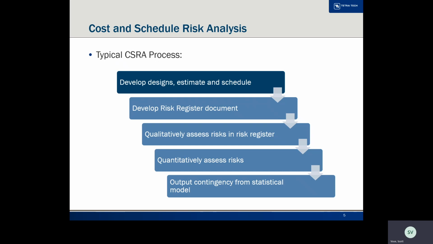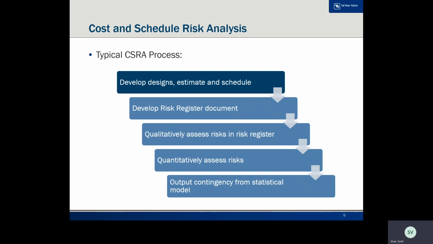Typically, during the risk register meeting, the project development team would also qualitatively assess the risks for their chance of occurrence and for their potential impact to the cost or the schedule. These qualitative assessments are important as they help separate out the higher level risks from the lower level ones, which then comes into play in the quantitative assessment.